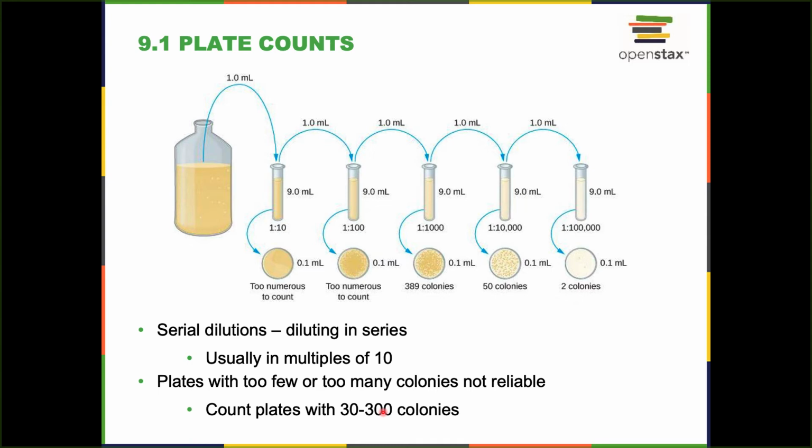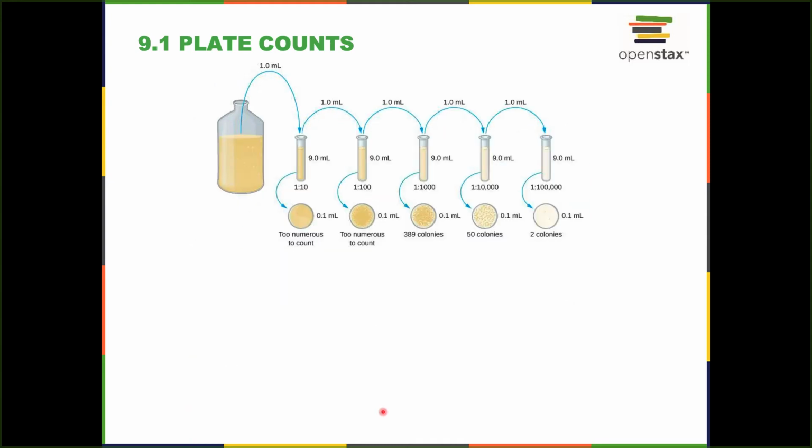So can you guys see what's coming up? Let's do one of these things, right? Let's try to figure out how much bacteria there is in this original broth culture, right? So remember, 30 to 300 colonies is what we're looking for. So what we're going to do is strike. That's 389. That's more than 300. That's 50. That's between 30 and 300. So that's probably the one we're going to use. 2 is less than 30. So strike. All right. So that's what we're using here.